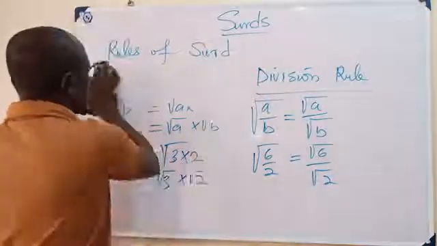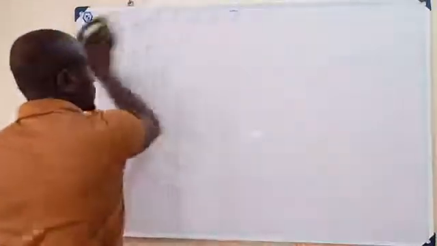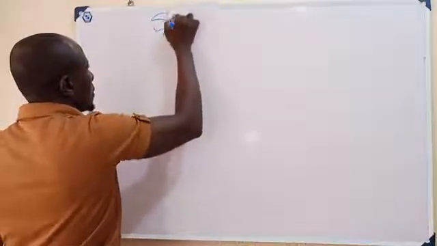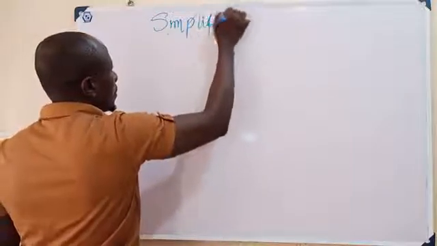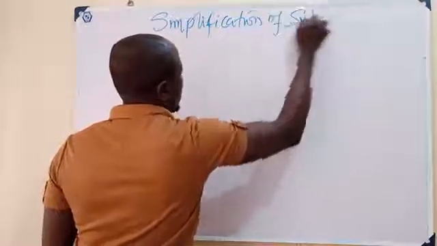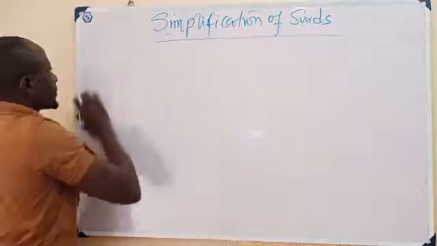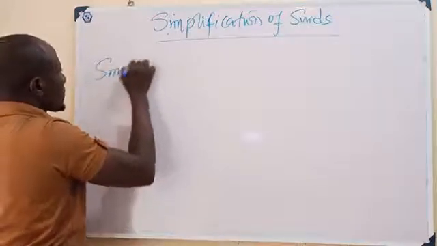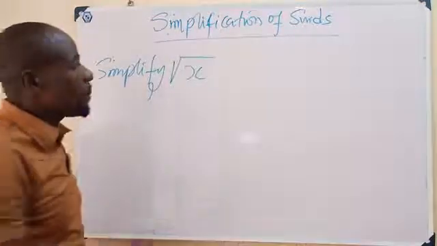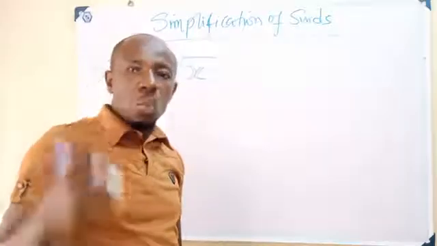So the next thing we are going to look at is how to simplify surds. Simplification of surds. Assuming you are asked to simplify the square root of x, to simplify this, you are going to break it down into one perfect square and one basic surd.